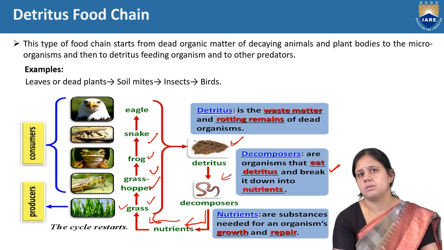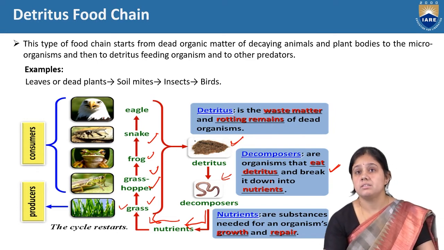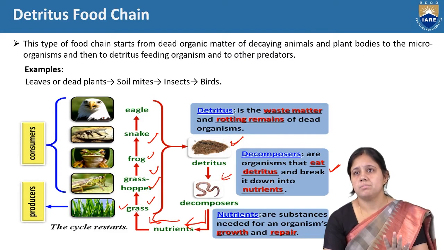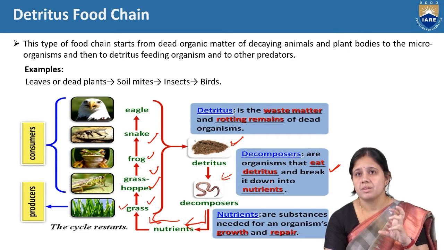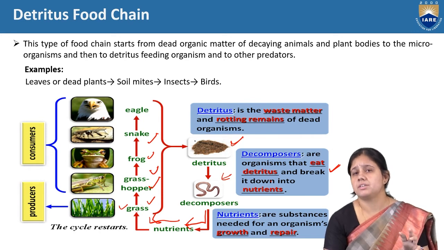This is the main concept of the detritus food chain. It is a food chain that starts with dead organic matter, animal and plant remains, which go to the microorganisms. These microorganisms decay and decompose all the detritus, and then they make the nutrients available. And these nutrients are used again in the environment. This is the important part of a detritus food chain.